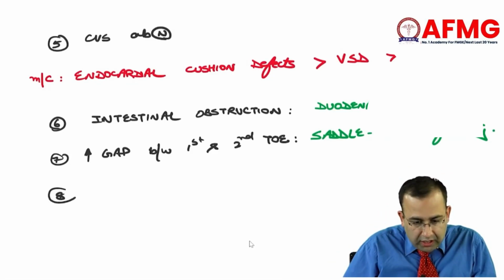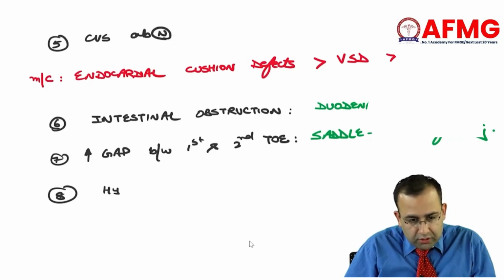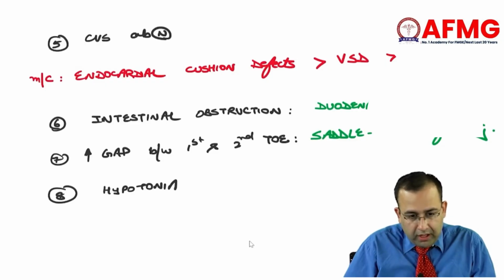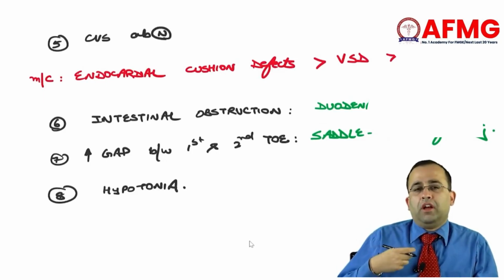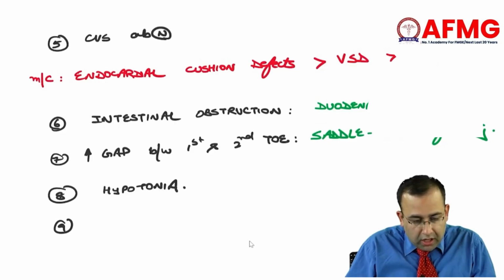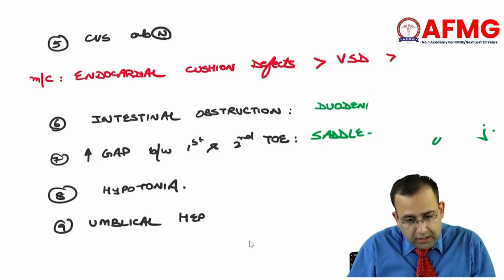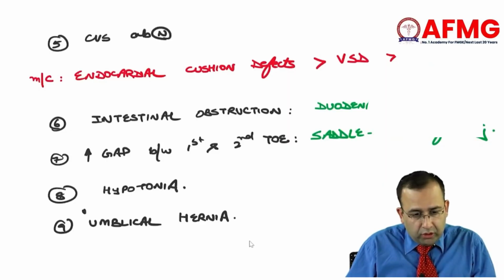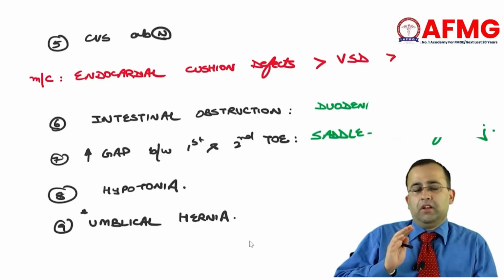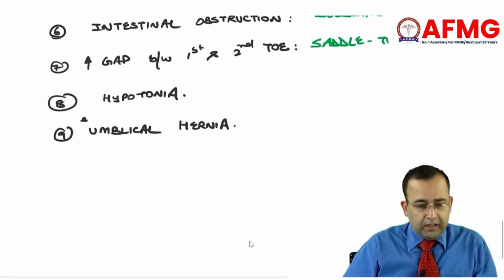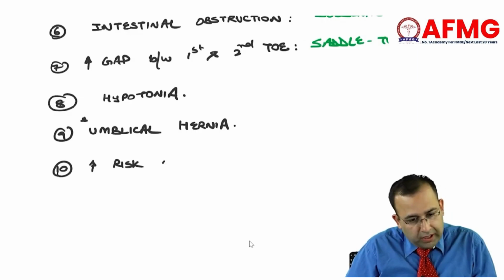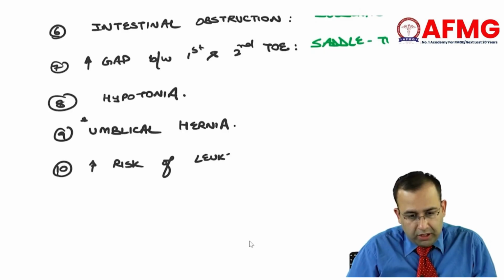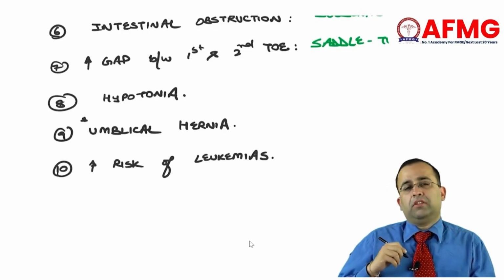Next, a child with Down syndrome is also associated with hypotonia. मसल में टोन कम है, hypotonia, umbilical hernia. Please note, umbilical hernia is a feature of Down syndrome, not Turner syndrome. पूछा जाता है. Umbilical hernia and increased risk of malignancies and increased risk of blood cancer. Which blood cancer? Leukemias. Increased risk of leukemias.